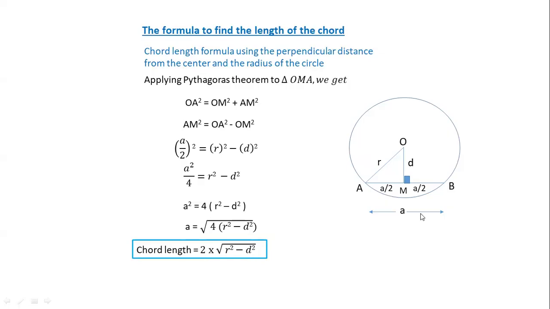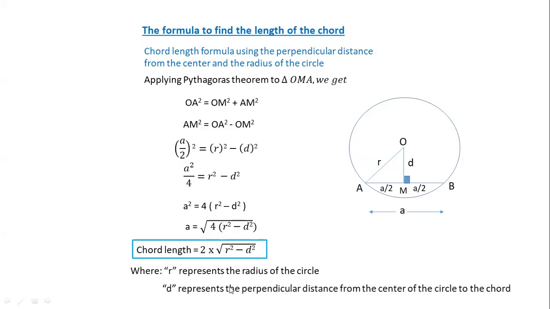So directly you can find the length of the chord by using the formula 2 into square root of R square minus D square, where R represents the radius of the circle, and D represents the perpendicular distance from the center of the circle to the chord. This was your first method.